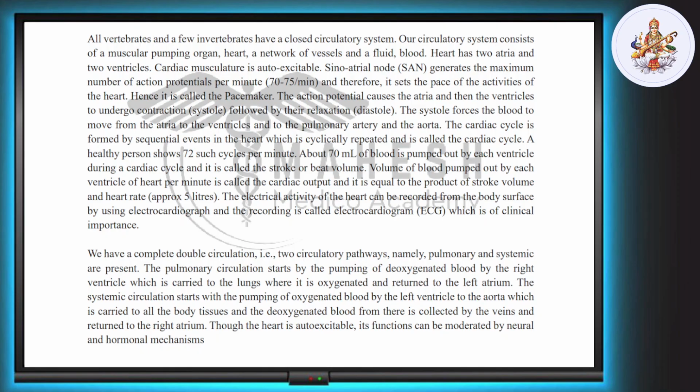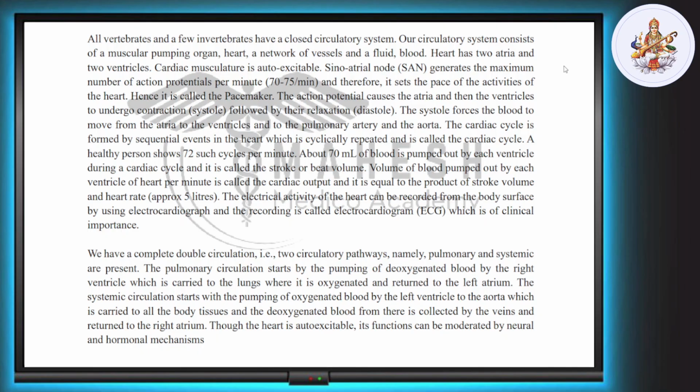Important numbers. Normal heart rate, 72 cycles per minute. Stroke volume, 70 milliliters per beat. Cardiac output is equal to stroke volume into heart rate, which is 70 ml into 72, about 5 liters per minute. ECG, electrocardiogram. The heart's electrical activity can be recorded using an electrocardiograph. The trace we get is called an ECG, used in clinics to diagnose heart function.